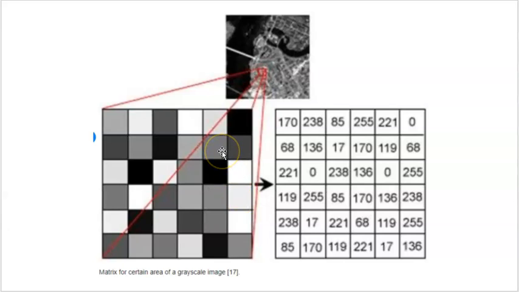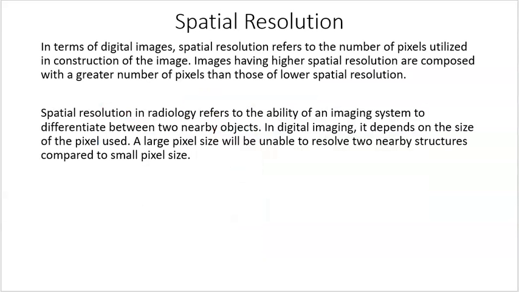So that's what the image matrix looks like. That's what those numbers mean. That's how that works. Let's talk about resolution. In terms of digital images, spatial resolution refers to the number of pixels utilized to construct the image. Images having higher spatial resolution are composed of a greater number of pixels than those with lower spatial resolution.